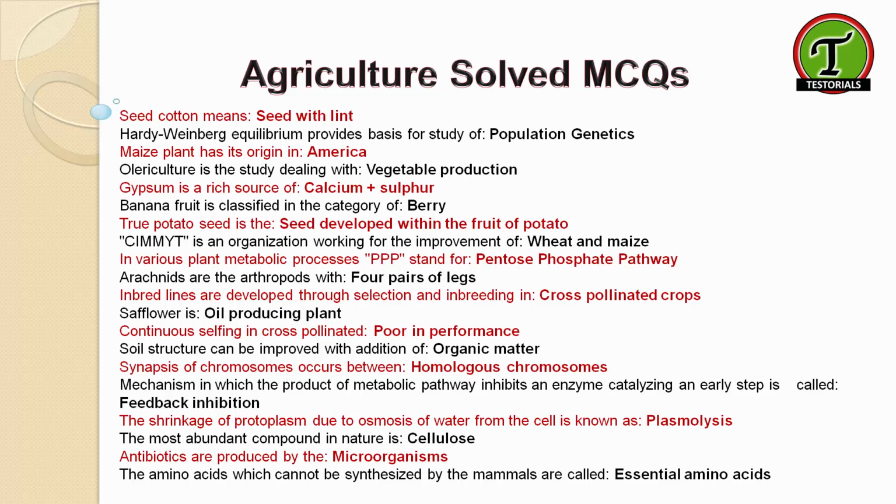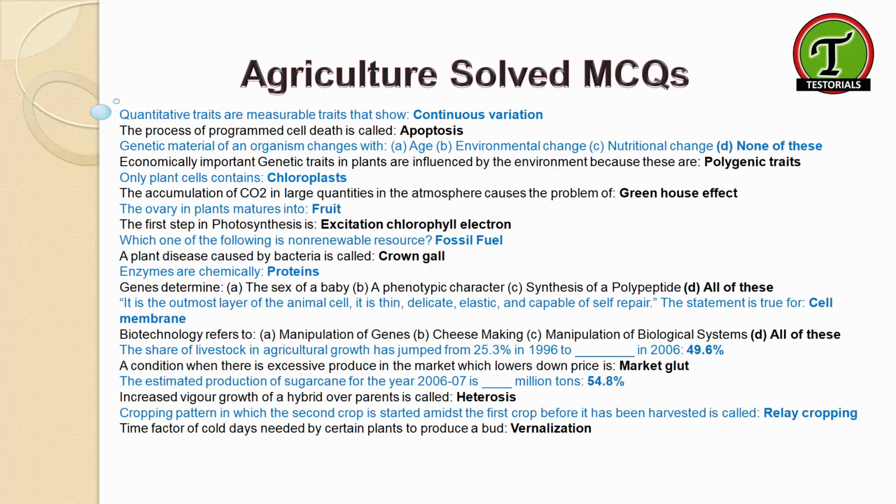99. Antibiotics are produced by microorganisms. 100. The amino acids which cannot be synthesized by mammals are called essential amino acids. 101. Quantitative traits are measurable traits that show continuous variation. 102. The process of programmed cell death is called apoptosis. 103. Genetic material of an organism changes with A. Age, B. Environmental change, C. Nutritional change, D. None of these.